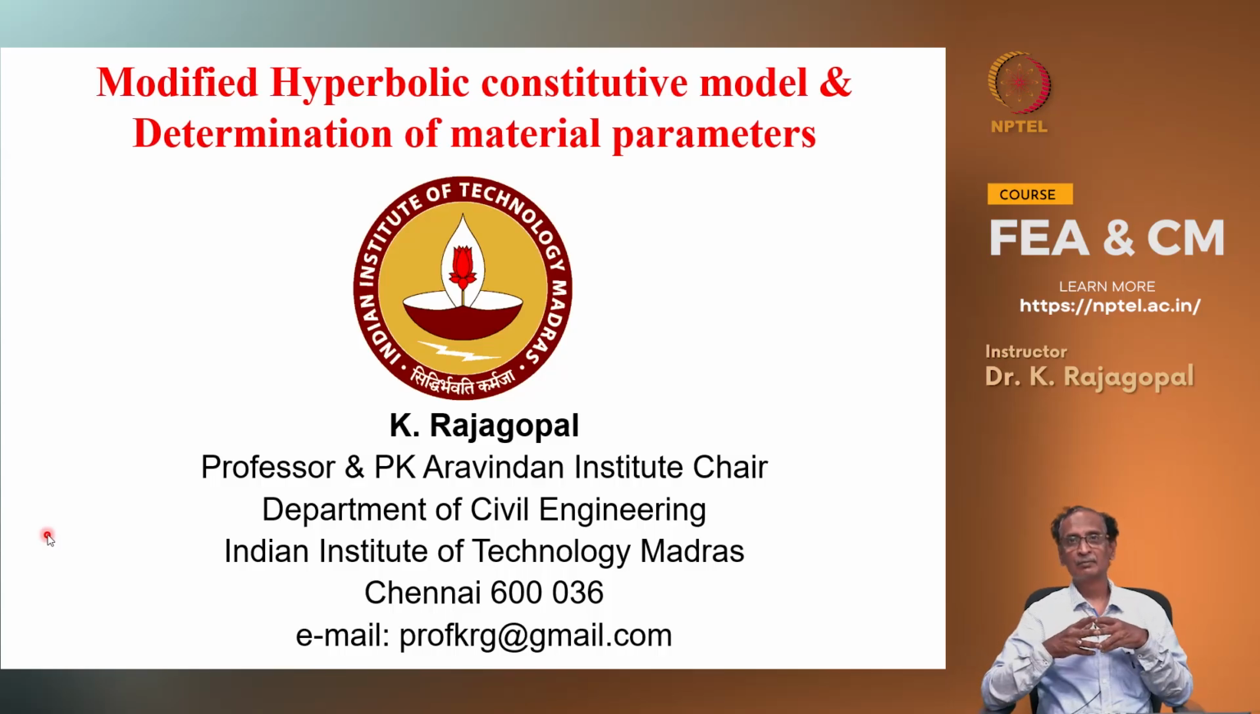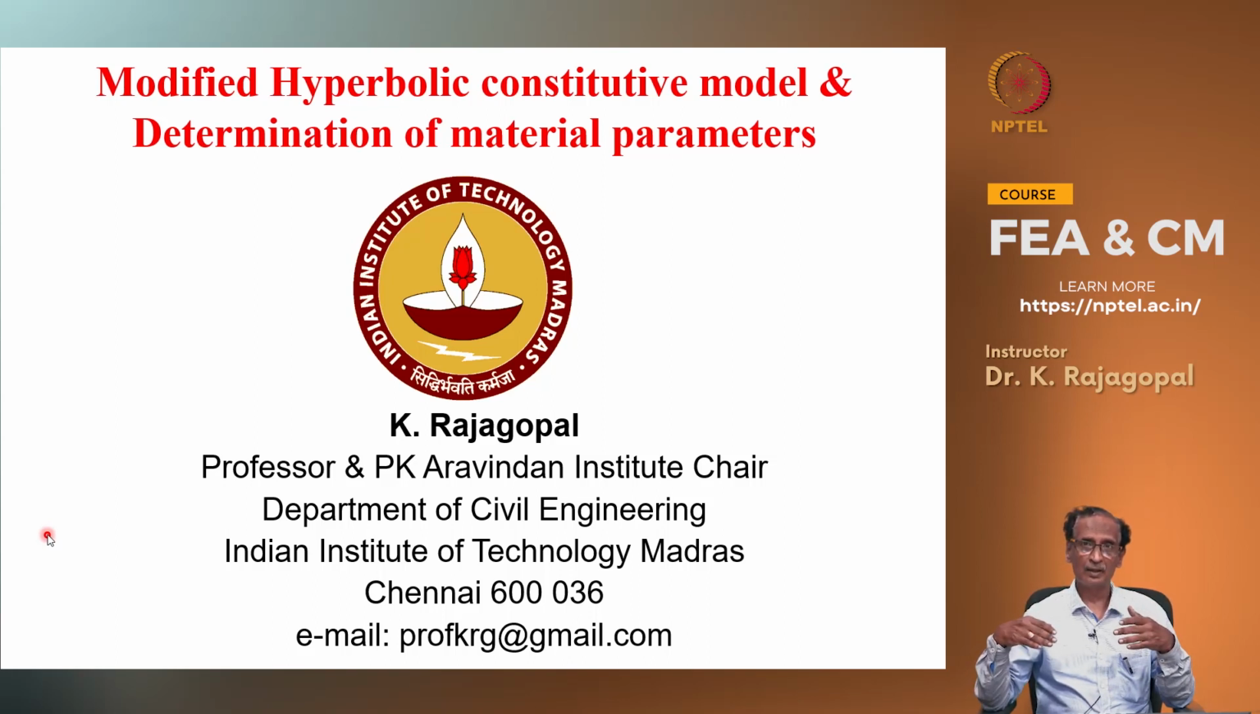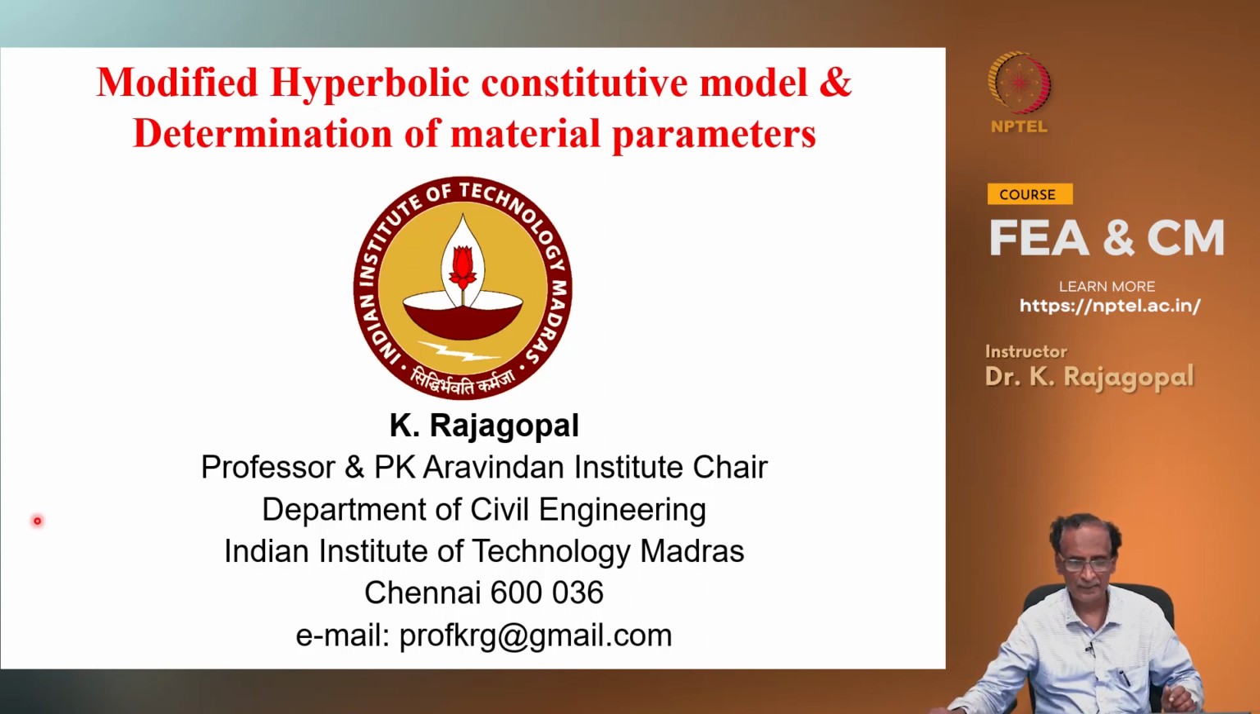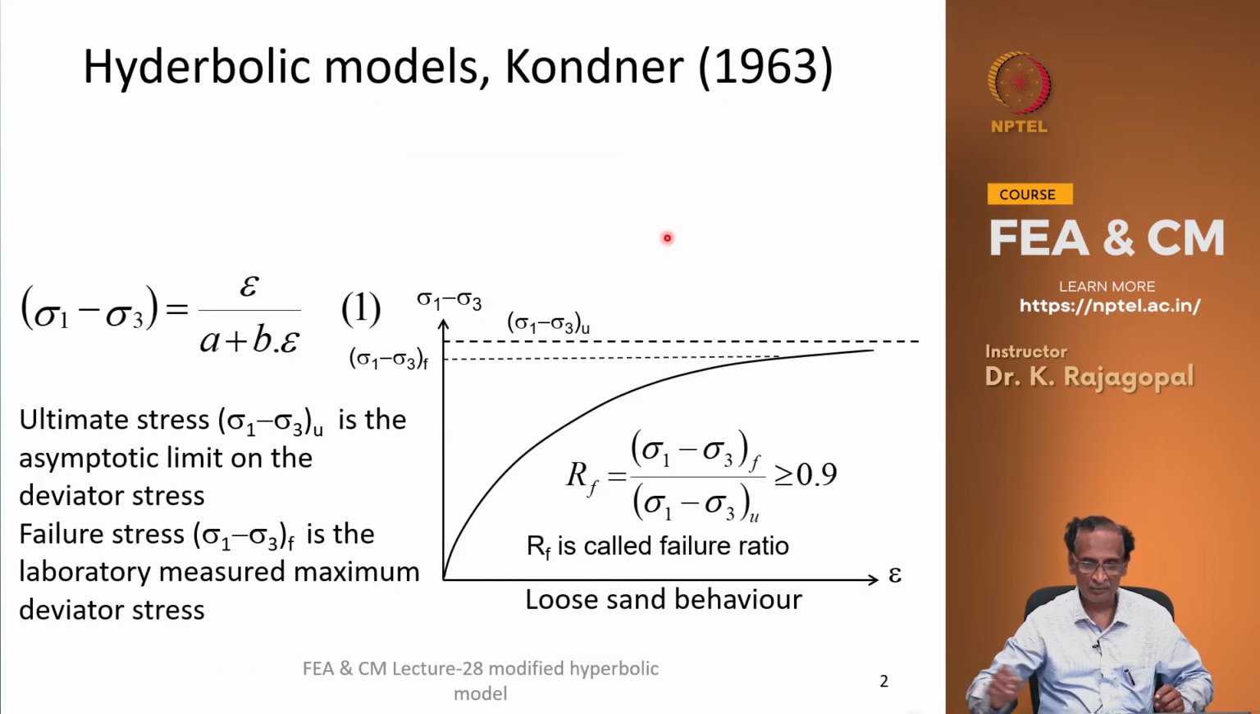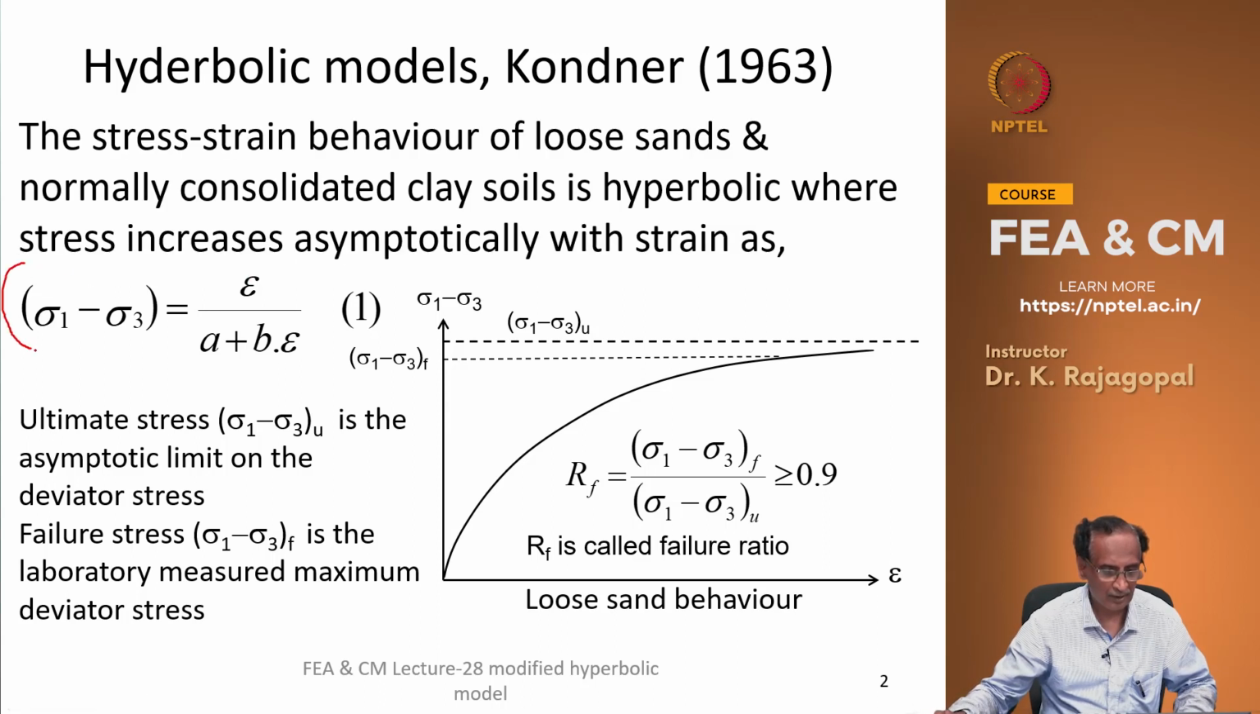Let us continue our discussion on the hyperbolic model. Let us try to modify it so that we can incorporate the effect of constant Poisson's ratio, or rather, after the critical state the Poisson's ratio should approach 0.5. We will also see how to determine the material properties in this lecture. So, in the previous lecture this is what we had seen.